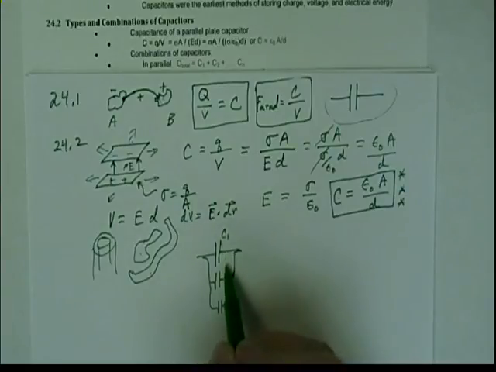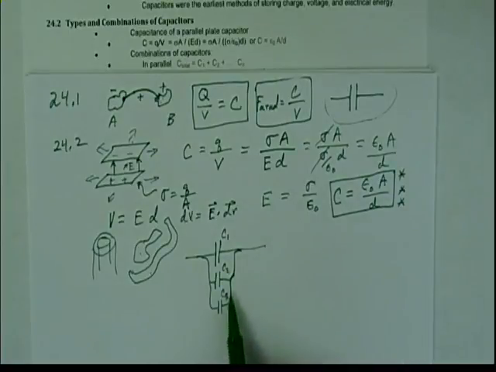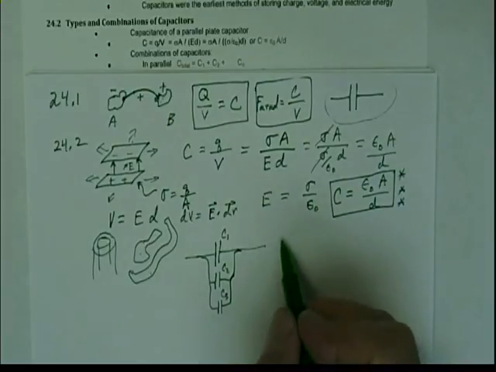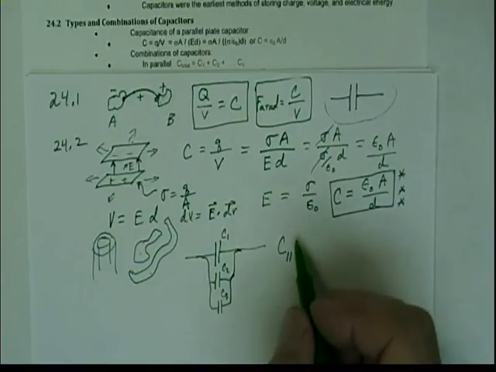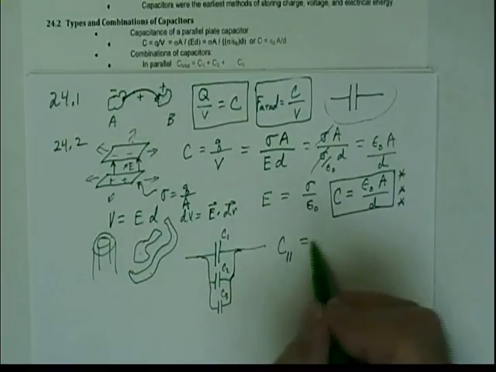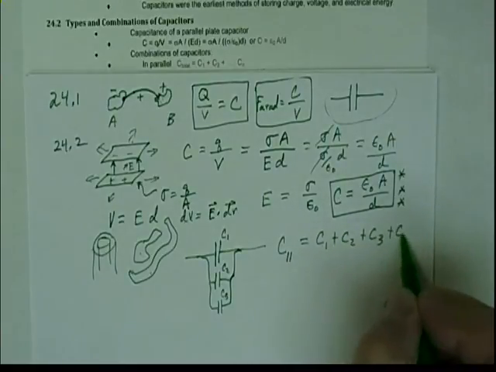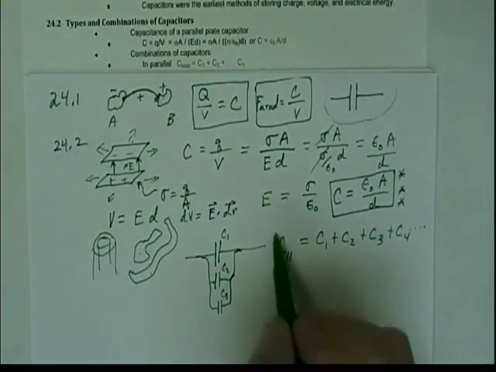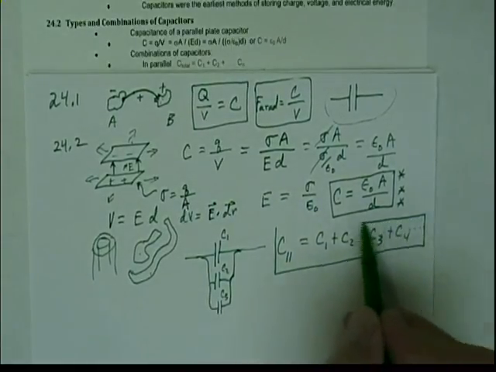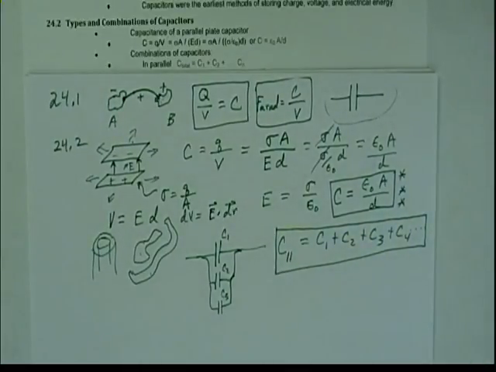And if this has a capacitance of C1, this of C2, and this of C3, we can ask the question, what capacitance would we get for a system? No matter what these are, what system would we get if we combine those together in a parallel way? The answer is that C parallel is equal to C1 plus C2 plus C3, and if I have more, plus C4, and so forth. So when capacitors are added in parallel, they simply sum up.